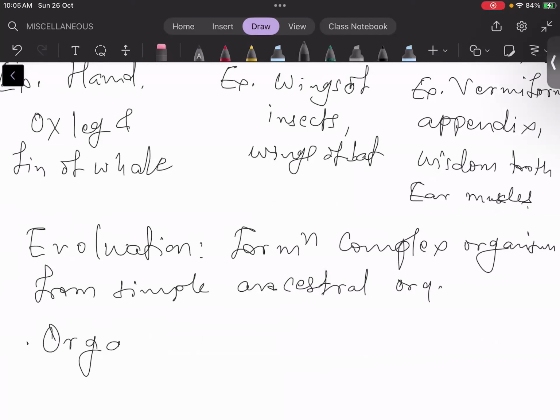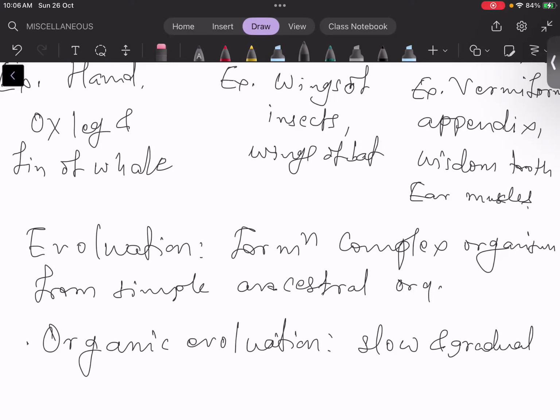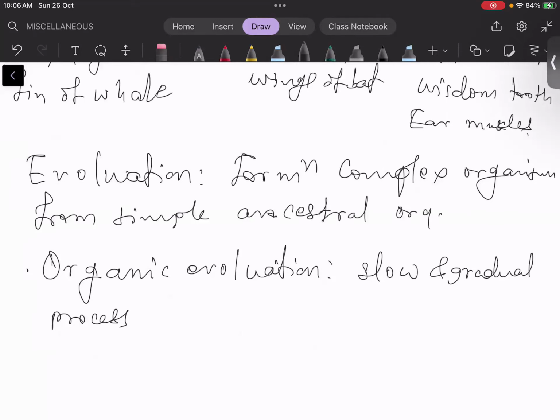Next, organic evolution. It is a slow and gradual process.